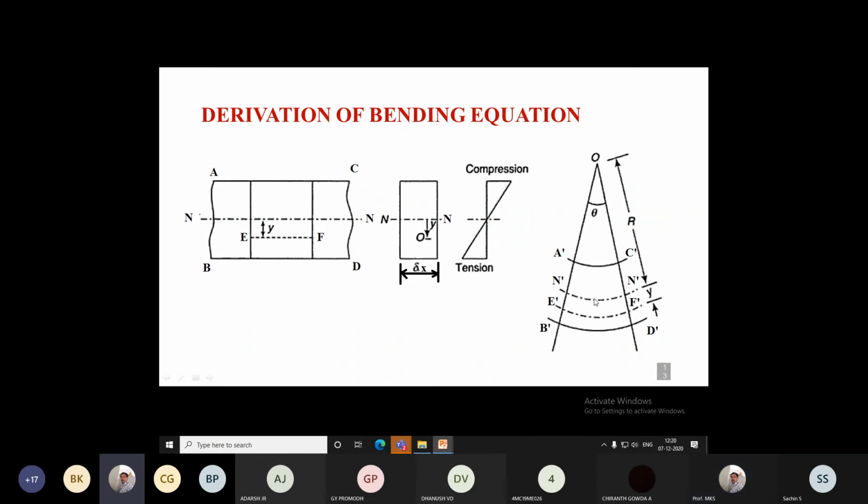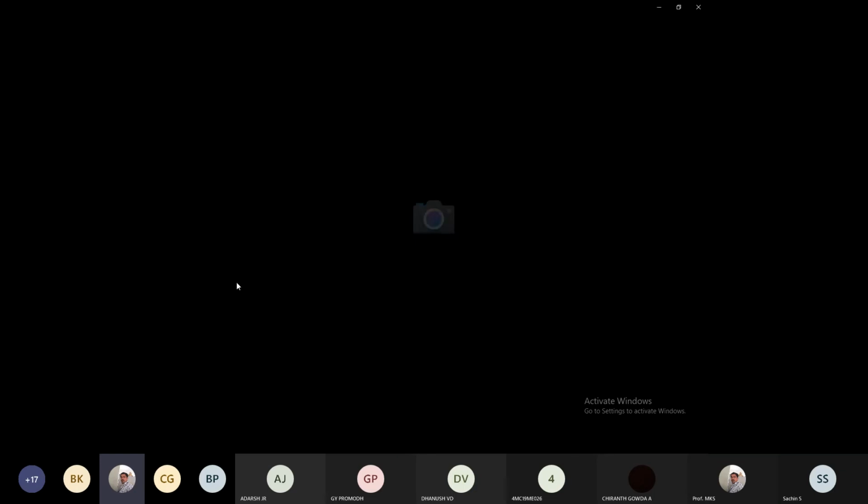So we'll use the sine rule. This has to be like the hypotenuse, the length from O to N dash, right? So theta will be equal to N N dash divided by O N. So we'll use that concept, from the sketch.